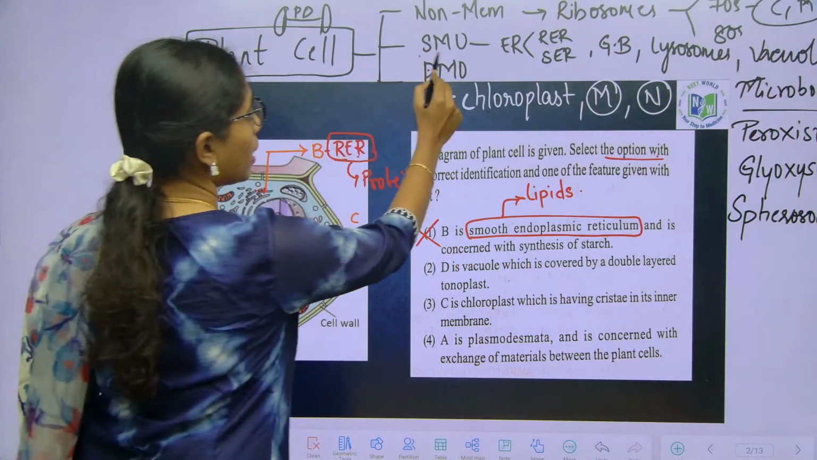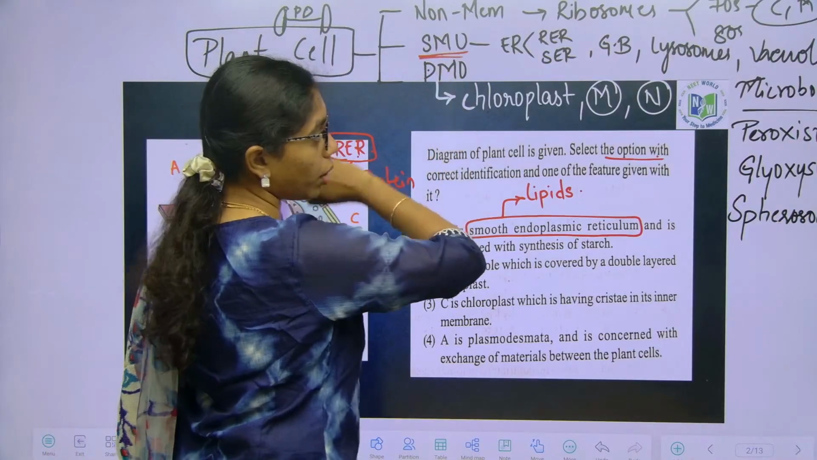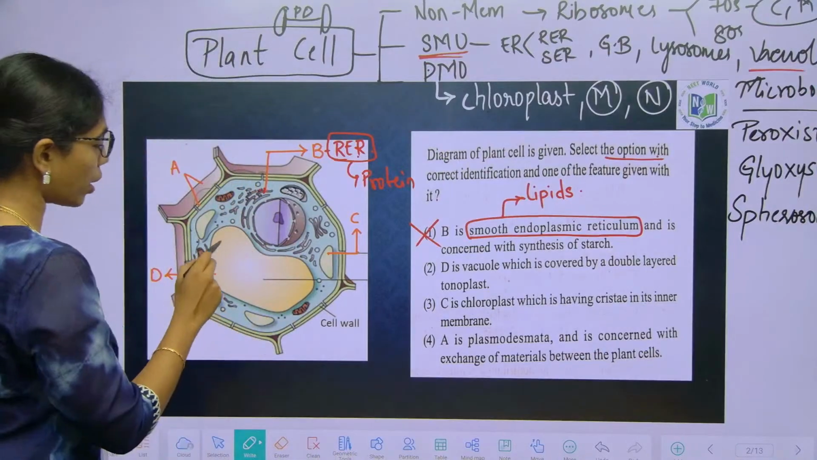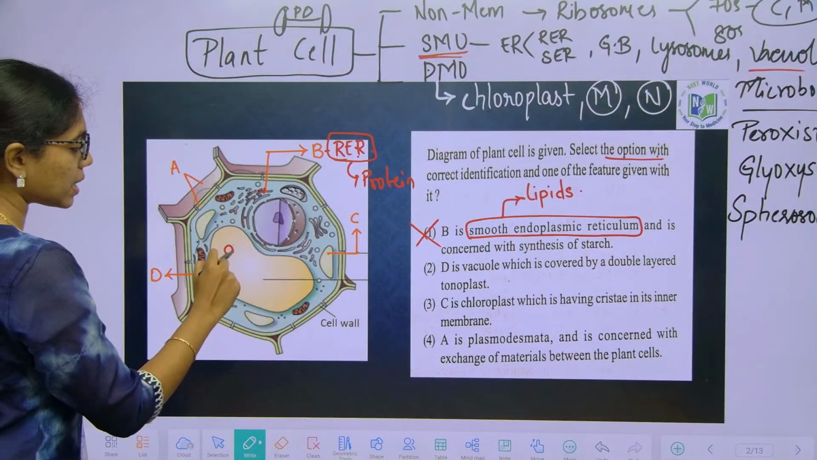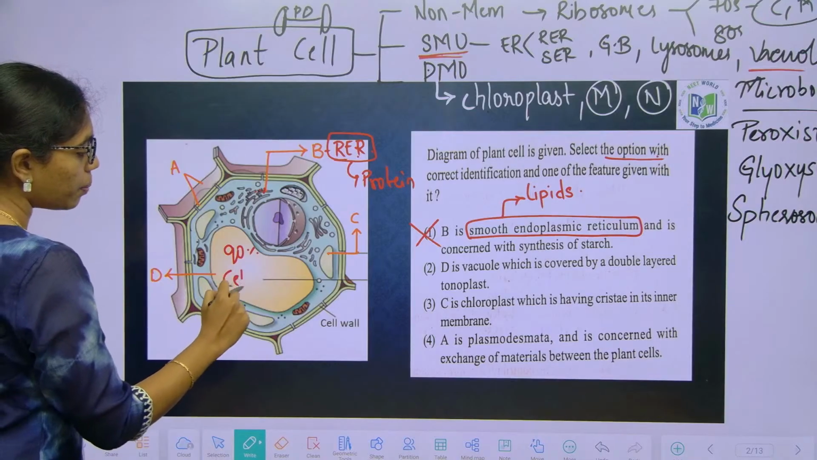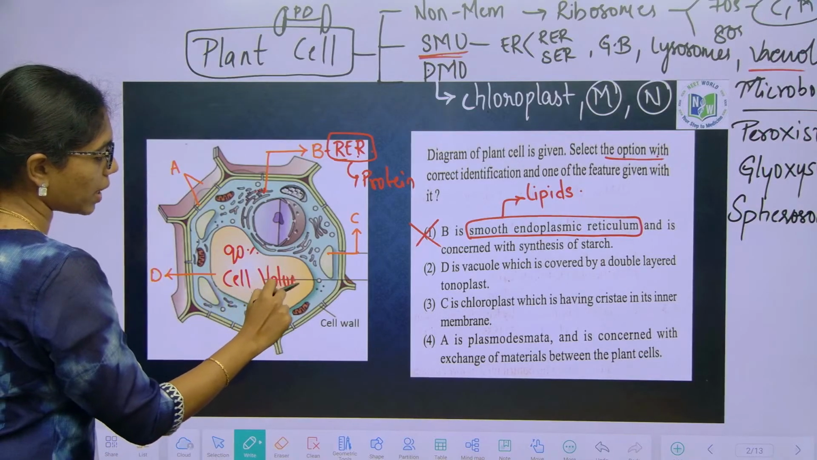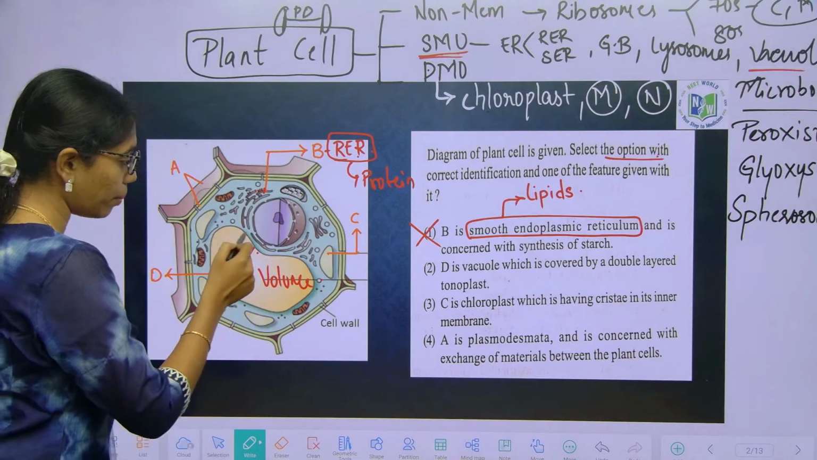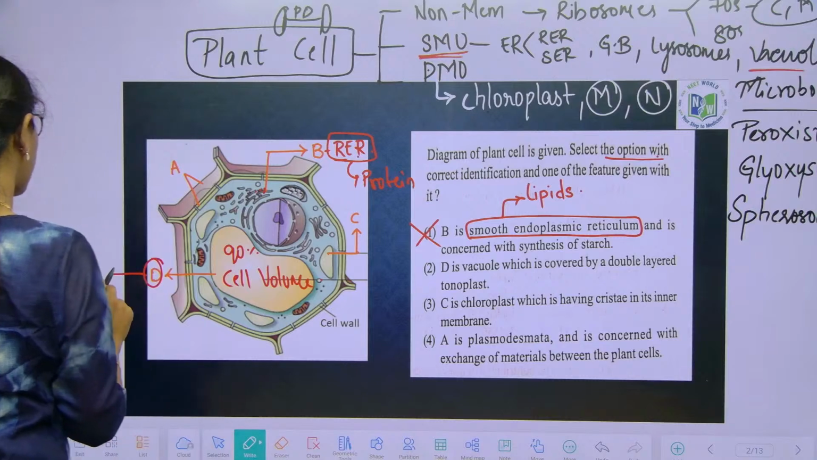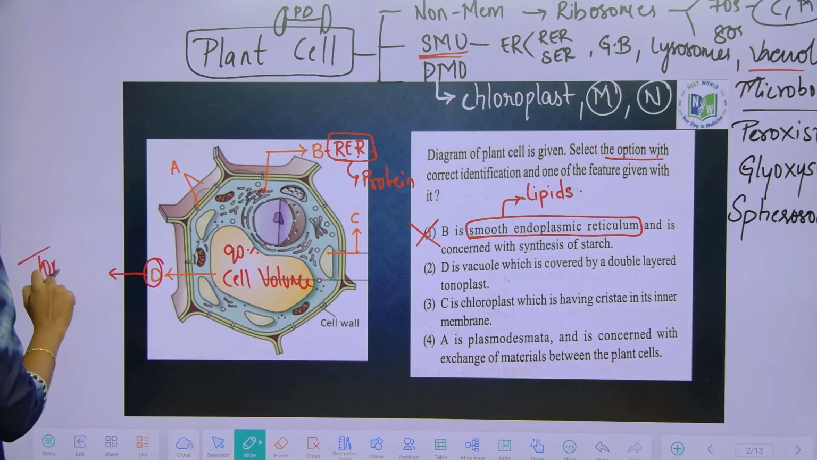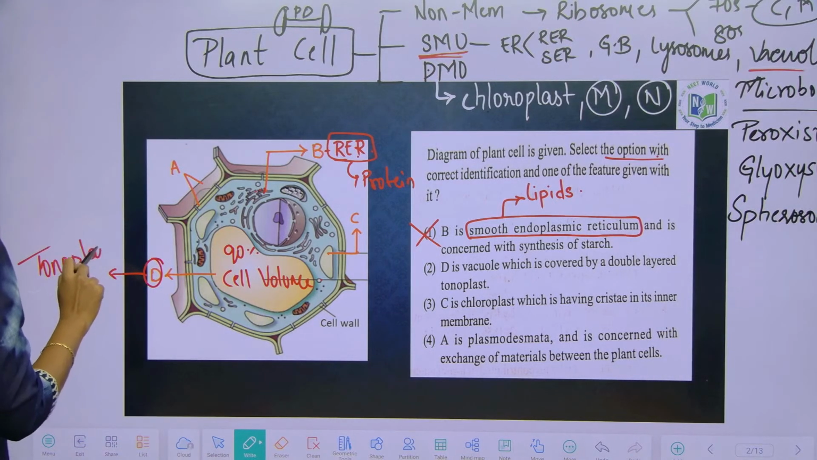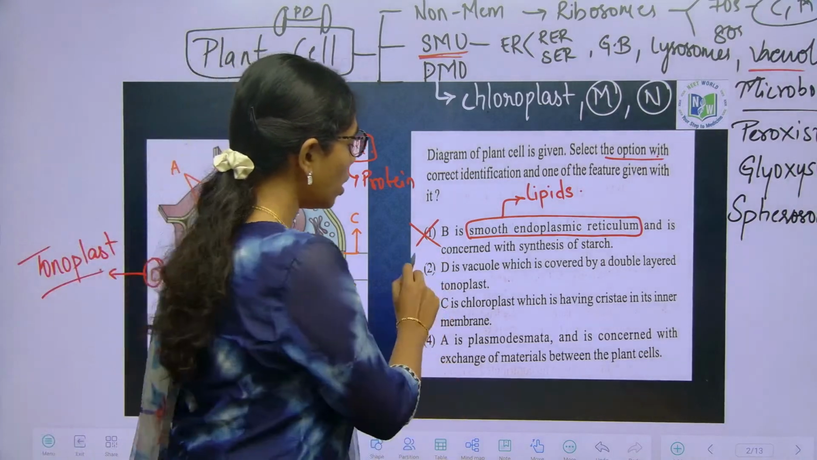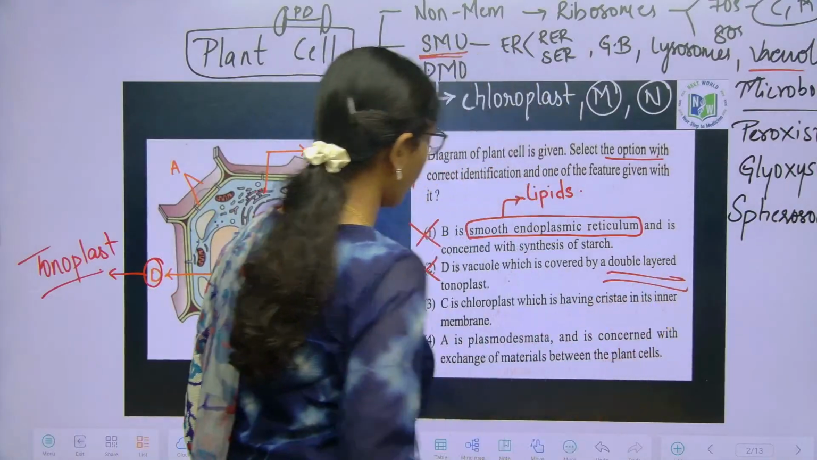Wrong. Under single membrane bound organelles we have learnt the vacuole is surrounded by a single membrane. Vacuole occupies 90% of the plant cell volume. It occupies how much? 90% of the plant cell volume, and it is covered by a single membrane, and that single membrane is addressed as what? Tonoplast. The single membrane is tonoplast. So this is wrong because he is saying it as double layered.